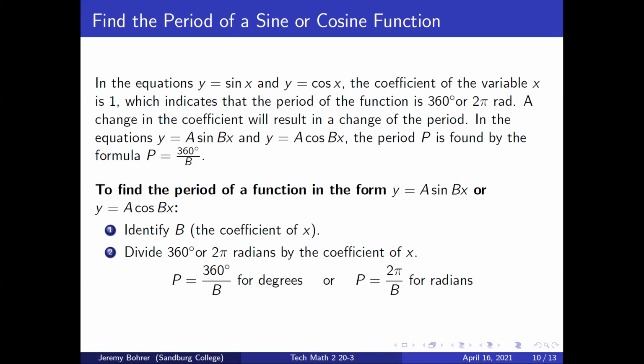To find the period of a function in the form y equals a sine bx or y equals a cosine bx, first identify b, the coefficient of x, and second, divide 360 degrees or 2 pi radians by the coefficient of x. P equals 360 degrees over b for degrees, or p equals 2 pi over b for radians.